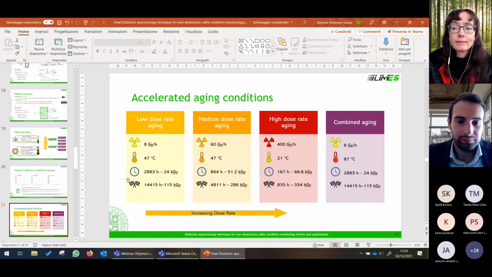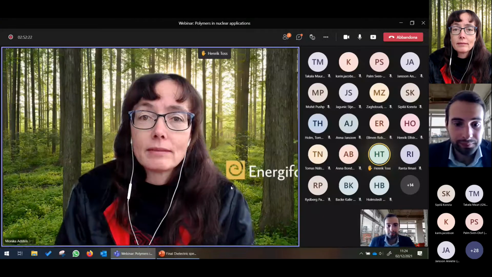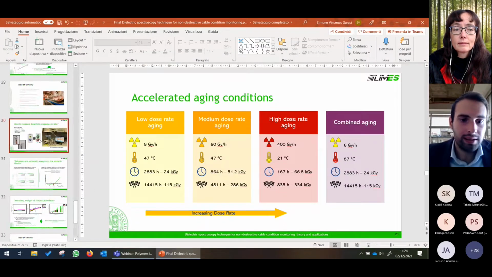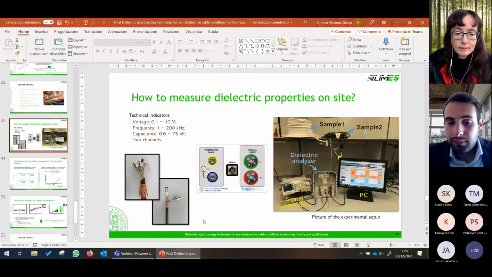Henrik Toss, please. Hi, Simone. Very nice presentation. I was just wondering, if you want to do the testing on site, how do you connect to the cables? Yeah, as I was saying in this slide, from the cable terminations, it is possible to obtain both the conductor and the shielding. So the idea is to plug in these BNC cables, which can then be plugged into the device.